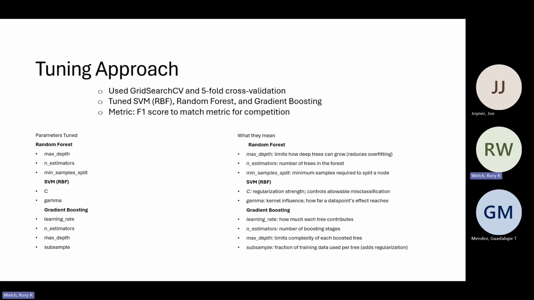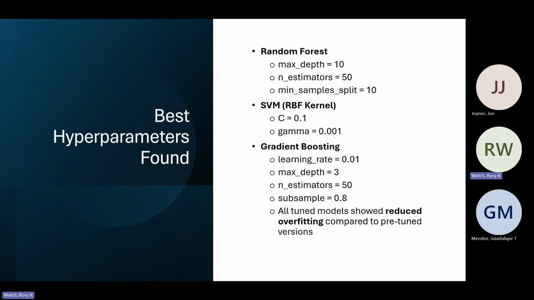C, which is regularization strength, which controls allowable misclassifications on training data, and gamma, which is the kernel influence, or how far a data point's effect reaches. For gradient boosting, we used learning rate, which is how much each tree contributes, N estimators, which is the number of boosting stages, max depth, which limits the complexity of each boosted tree, and subsample, which is the fraction of training data used per tree. These were the best hyperparameters we found through the cross-fold validation.